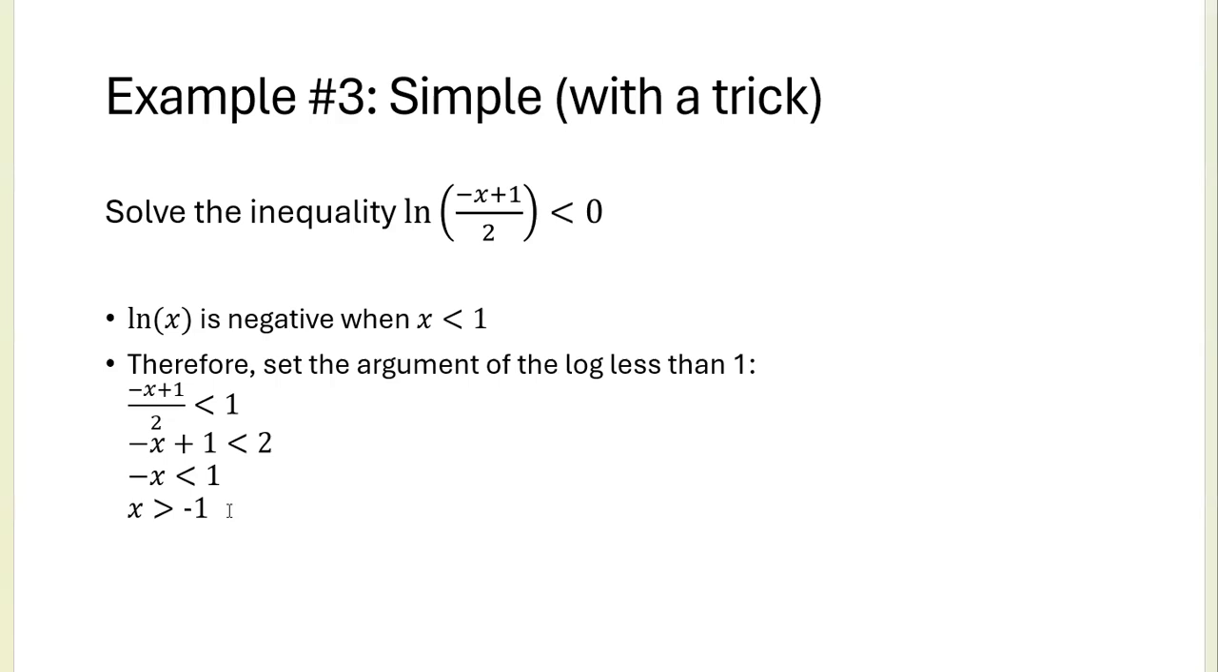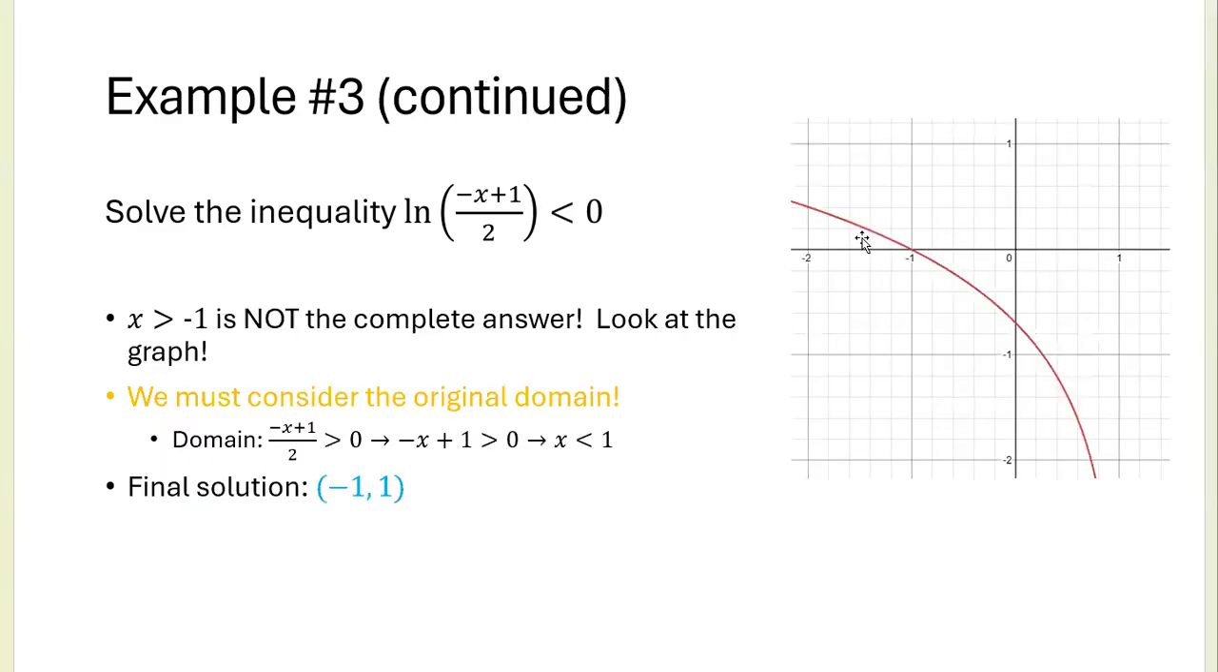Okay, so if we think that's the answer, we have to be careful because that's not right. Let's graph this, ln of (minus x plus 1)/2. It looks like this. We're saying that the solution is x is greater than negative 1, which is kind of true, but notice there's an asymptote probably at x is 1 in the graph, yeah? So we can't include x is 2, x is 3, because it's not on the graph. And why is that? It's because of the domain. We must consider the original domain.